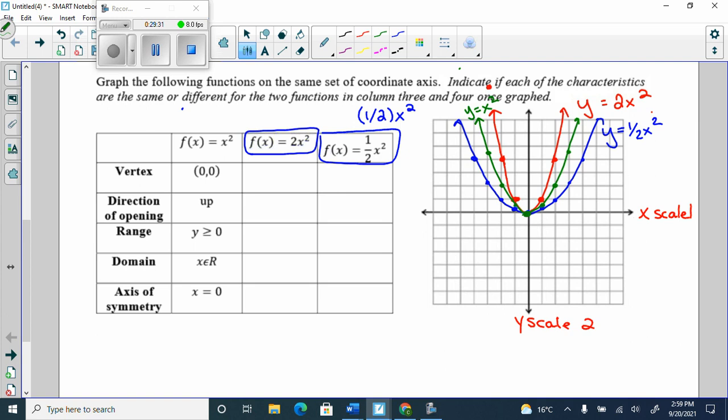So what happened when I put in front of the x squared a number that was greater than 1? It got narrower, right? Because it took all my y values and pulled them upwards faster. So it got taller faster. And then when my value in front was between 0 and 1, it actually got wider because it took all my y values and squished them by half. So if you squish your y values by half, they're not going to grow as fast. So it's going to grow half as fast. So it makes it actually wider.